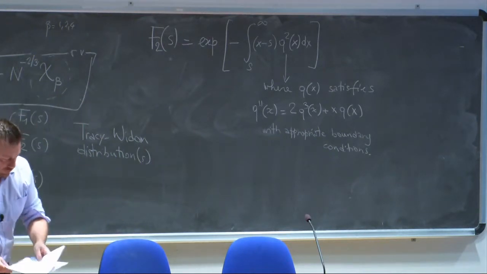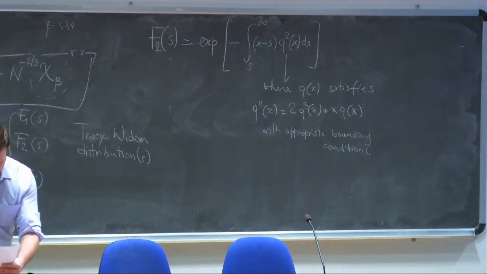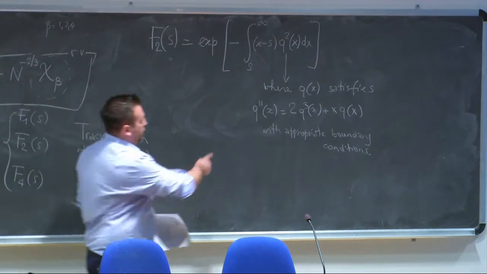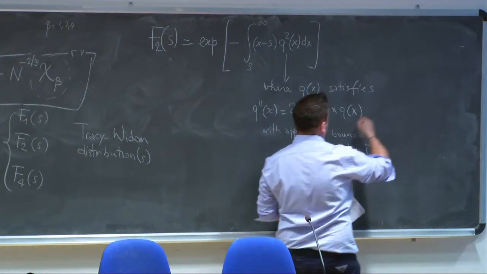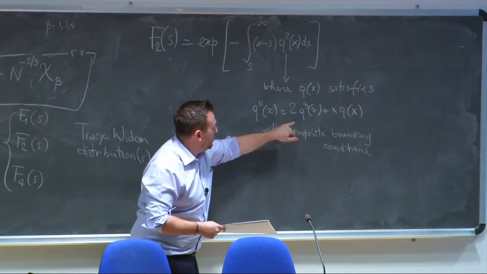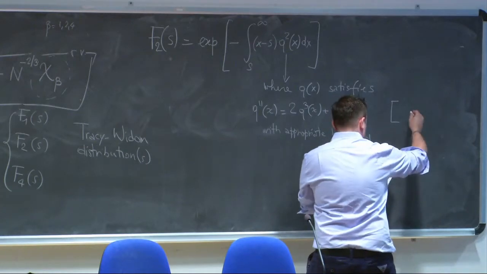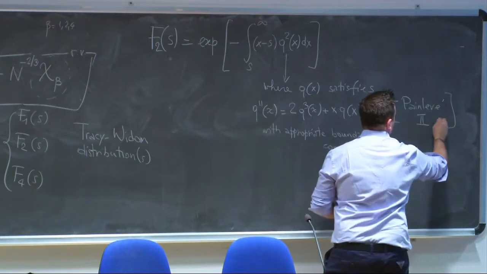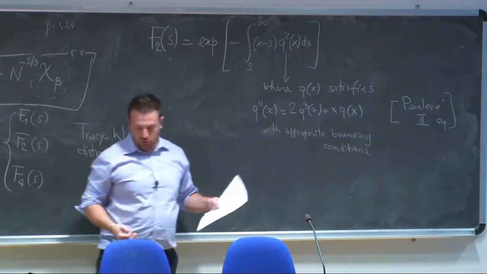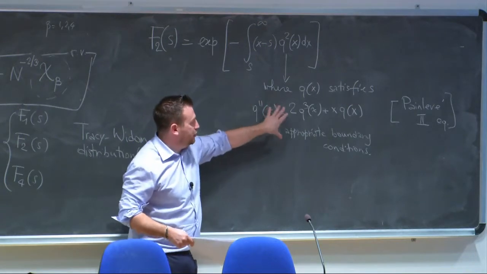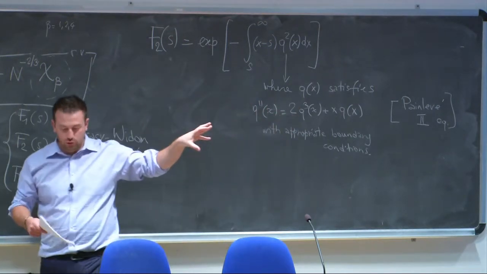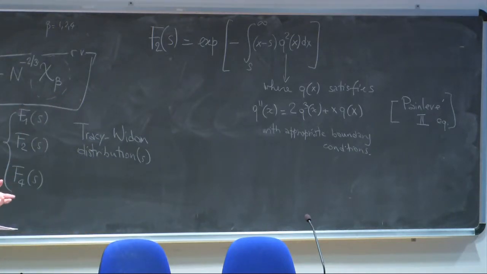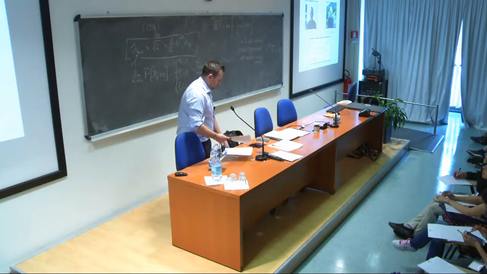Good. And so this equation here has a name. It is a nonlinear second order differential equation which goes under the name of Painlevé II equation. I will not get too much into the details of this. Here we have a specific solution satisfying certain boundary conditions of a Painlevé II equation. So this result was really a tour de force in mathematical physics. The proof of this result spans several pages. It is not a trivial result at all.